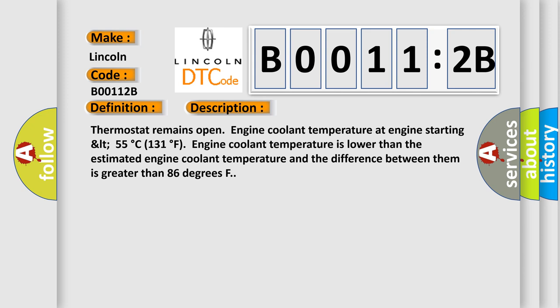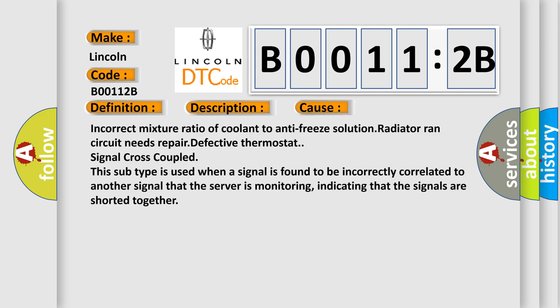Engine coolant temperature is lower than the estimated engine coolant temperature and the difference between them is greater than 86 degrees Fahrenheit. This diagnostic error occurs most often in these cases: incorrect mixture ratio of coolant to antifreeze solution, radiator fan circuit needs repair, defective thermostat. Signal cross-coupled: this subtype is used when a signal is found to be incorrectly correlated to another signal that the server is monitoring, indicating that the signals are shorted together.